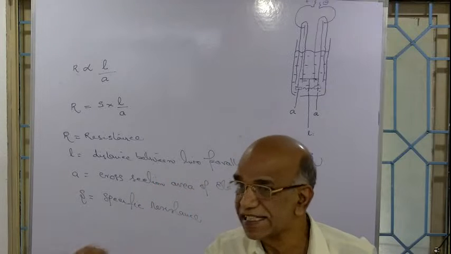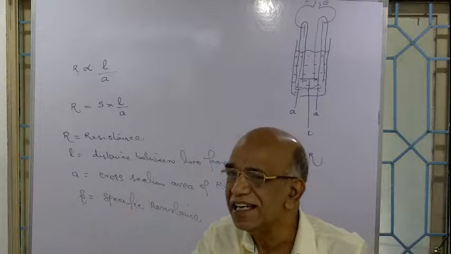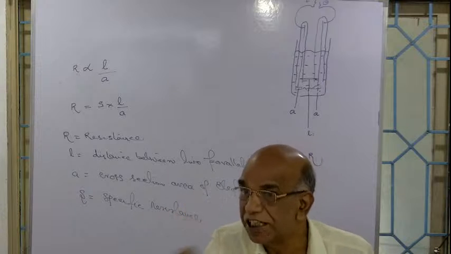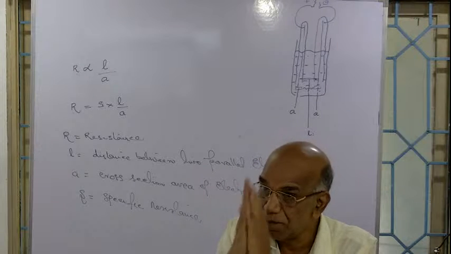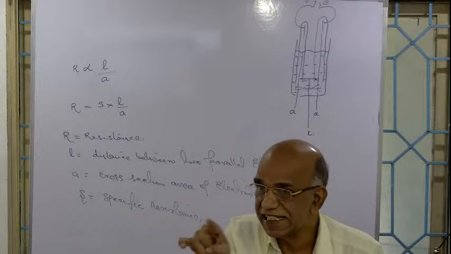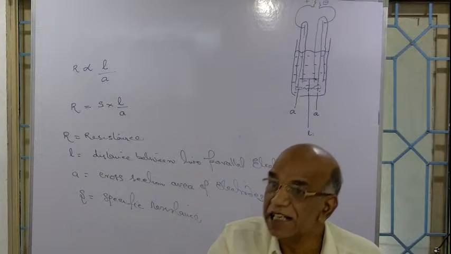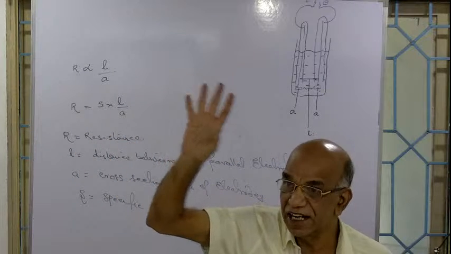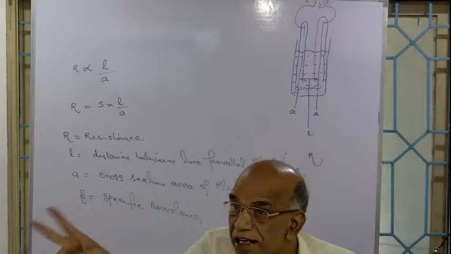So R is the resistance offered by the electrolytic solution. Resistance R represents that opposite property, that obstruction or stopping property, in terms of resistance. Resistance R to the flow of current offered by the electrolytic solution is directly proportional to the distance between the two parallel electrodes. R rises, or increases, if the distance between the two parallel electrodes is increased.